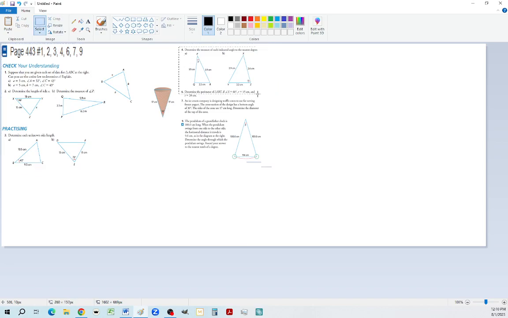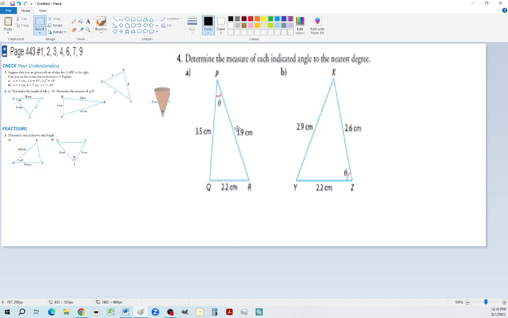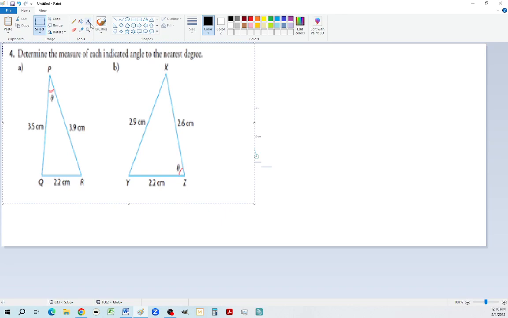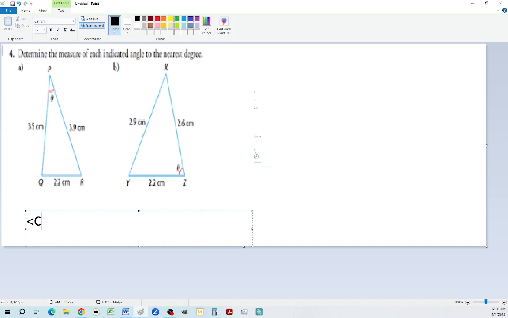This one gives me side, side, side. So I label them A, B, C, and I use the formula. What do I use? Now I'm looking for angle C, right? So the cos of angle C is going to be equal to C squared minus A squared minus B squared, all divided by negative 2AB. 2 times A times B.